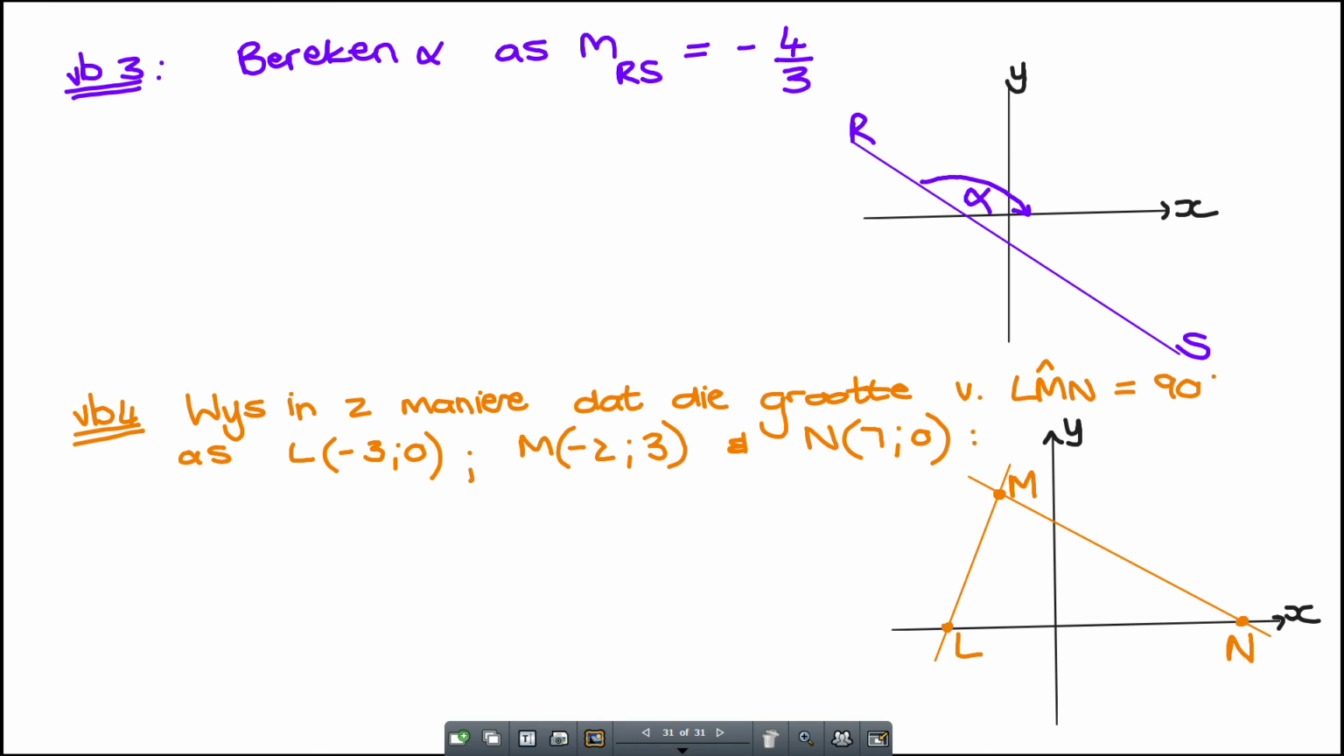Okay, I'm all clear met die perse. Everyone done with the number 3? Alright, so they say calculate alpha if the gradient of RS is minus 4/3. Now, first things first, wat moet jy onthou met daai minus? Do not use it when you get the angle. Wat moet ek gebruik wanneer ek daai minus sien? 180 minus the help angle.